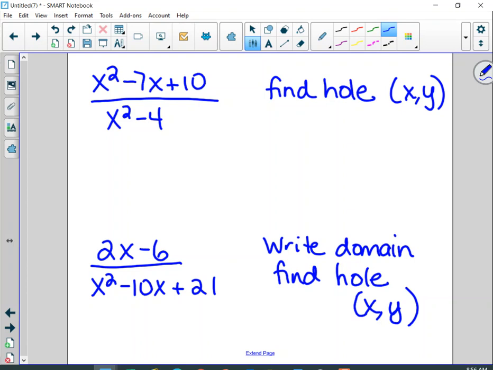The 3 is going to come from these guys, and it's going to be the x of the hole. We're going to take that, and then we're going to throw those guys away, have a new function, and then plug the 3 into that to get the y. So x is 3.